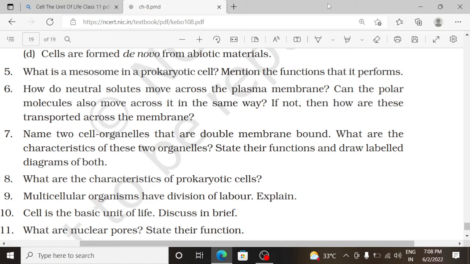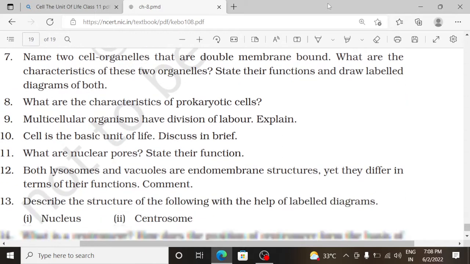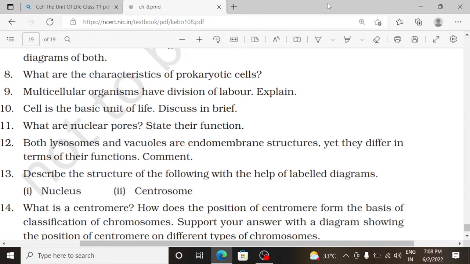Sixth, how do neutral solutes move across the plasma membrane? Can the polar molecules also move across it in the same way? If not, then how are these transported across the membrane? Seventh, name 2 cell organelles that are double membrane bound. What are the characteristics of these 2 organelles? State their functions and draw labeled diagrams of both. Eighth, what are characteristics of prokaryotic cells?